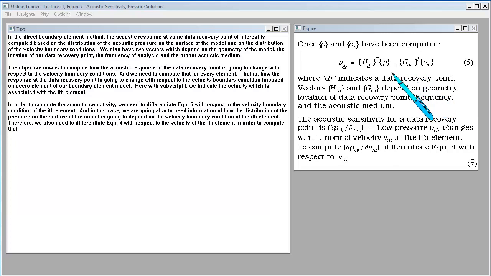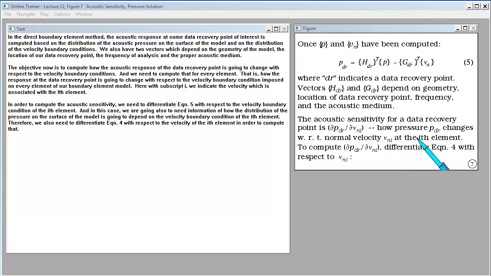The objective now is to compute how the acoustic response at the data recovery point is going to change with respect to the velocity boundary conditions. And we need to compute that for every element. That is, how the acoustic response at the data recovery point is going to change with respect to the velocity boundary condition imposed on every element of our boundary element model. Here with subscript i, we indicate the velocity which is associated with the ith element.